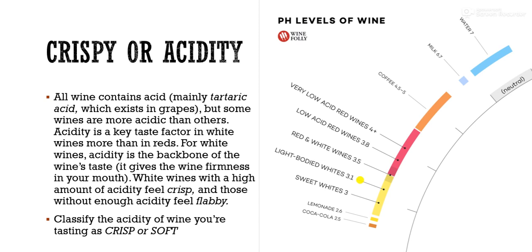Crispness is interrelated with acidity. If wine has a high acidity, it is a crispy wine. If wine has a low acidity, it is a soft wine. And this is mainly a characteristic feature for white wines.